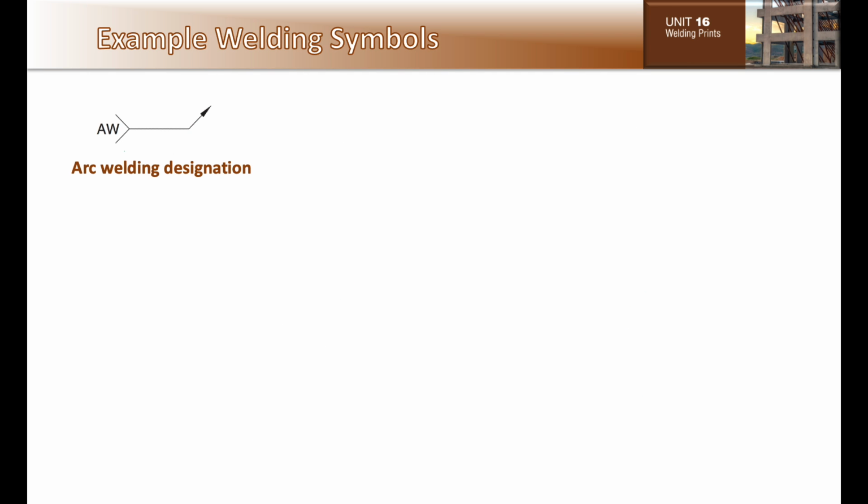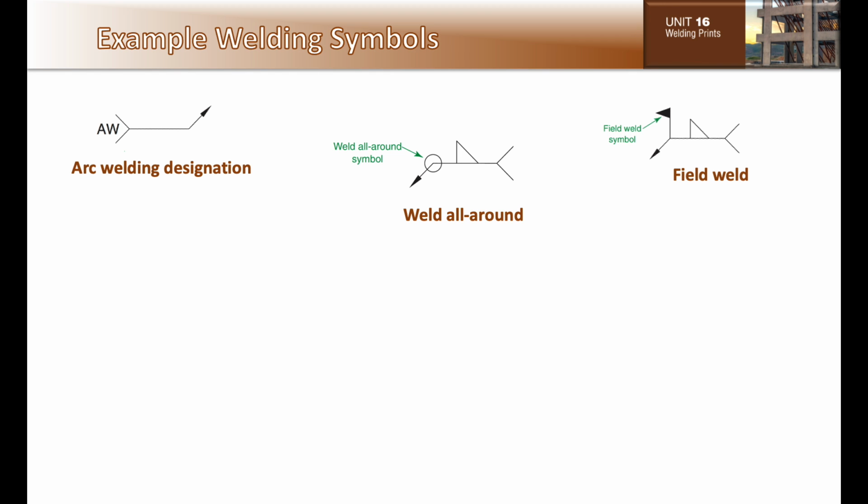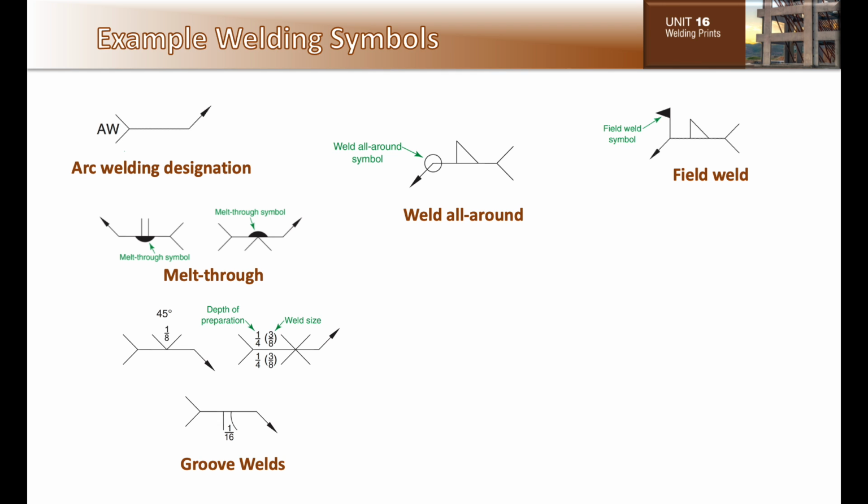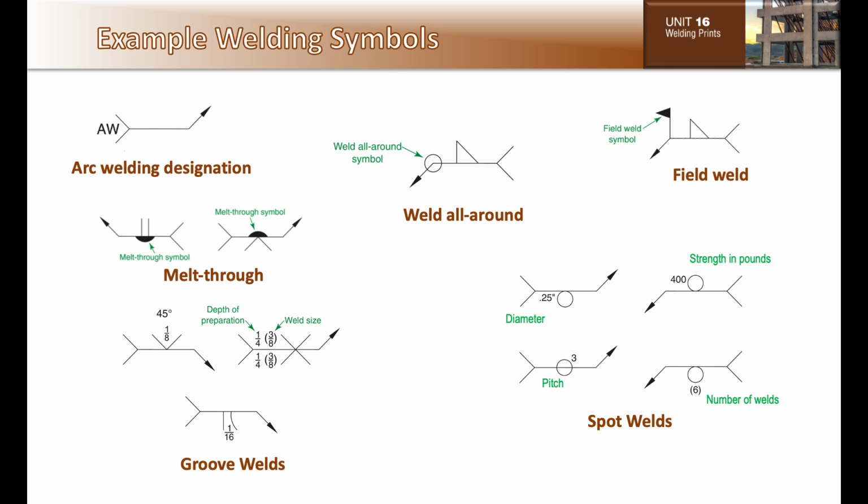Here are some examples of welding symbols. The arc weld designation, the weld all around designation, the field weld, the melt through weld, the groove weld, and spot weld. Again, if needed, pause the video here and familiarize yourself with these symbols.